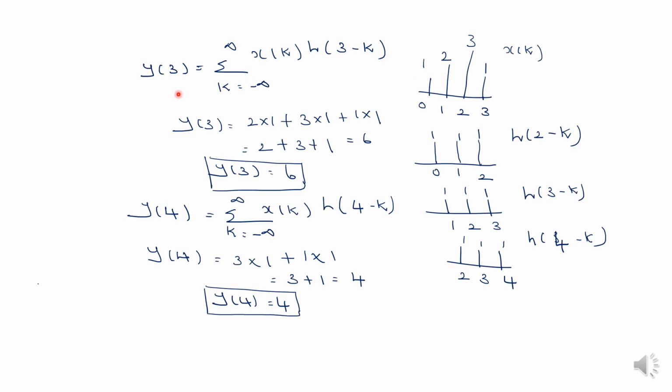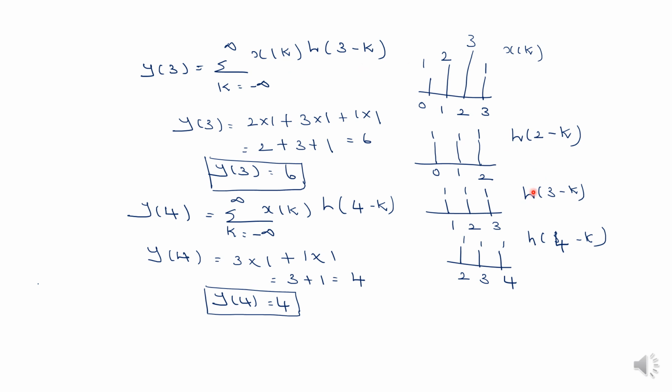Similarly, I am computing the value for y of 3. So y of 3 is equal to the summation, k from minus infinity to plus infinity, x of k into h of n minus k. N is 3 here, therefore it is 3 minus k. So I need to perform convolution between x of k and h of 3 minus k.